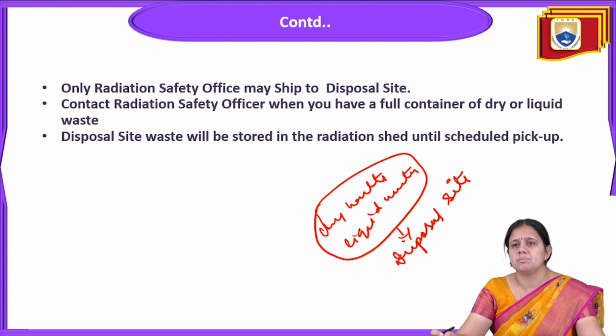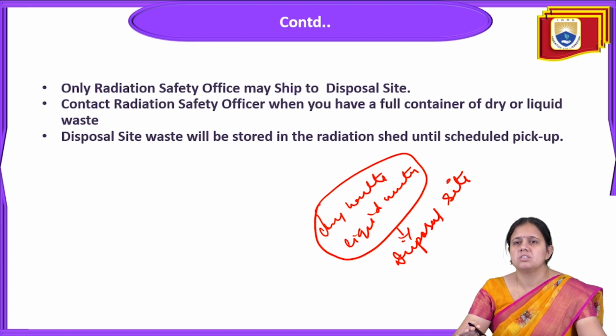Disposal site waste will be stored in the radiation shed until the scheduled pickup. The radiation safety officer will do all monitoring and all checkups to decide when it should be sent to the disposal site or shipped. And then the radiation safety officer will be having a full container of dry or liquid waste. Same in the case of the disposal site, waste will be stored in the radiation shed until the scheduled pickup.